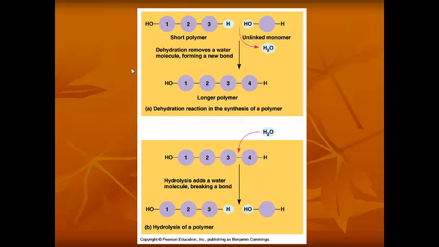Here we see an example. Here's a short polymer. Each of these circles represents a monomer. So this short polymer is made up of 1, 2, 3 monomers, and we want to attach another monomer to it. So what's going to happen is we're going to have the hydrogen of one monomer, and the hydroxyl of the other. You see here you have H2O. Water is removed. A chemical bond is made, adding the monomer to the growing polymer. What you just saw there was dehydration synthesis, the removal of water.